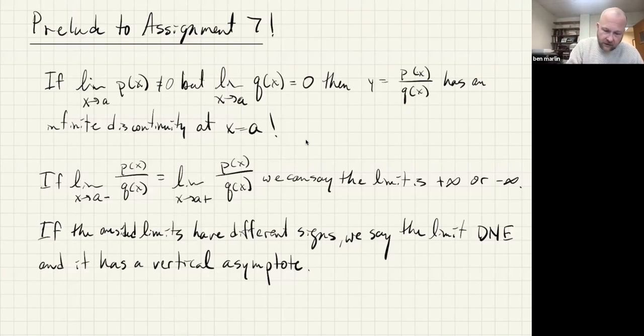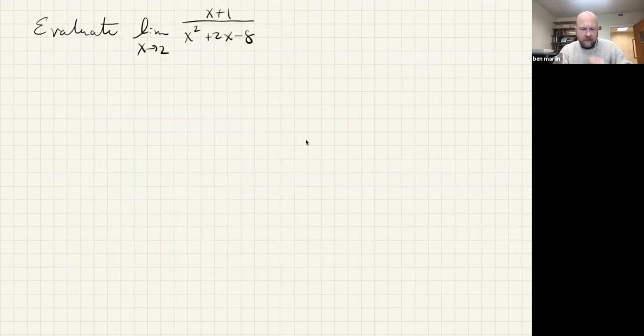And I suppose that I should have said a vertical asymptote at x equals a. Okay, so that's the thing that we'll deal with there. And then we'll come back and talk about horizontal asymptotes in a minute.